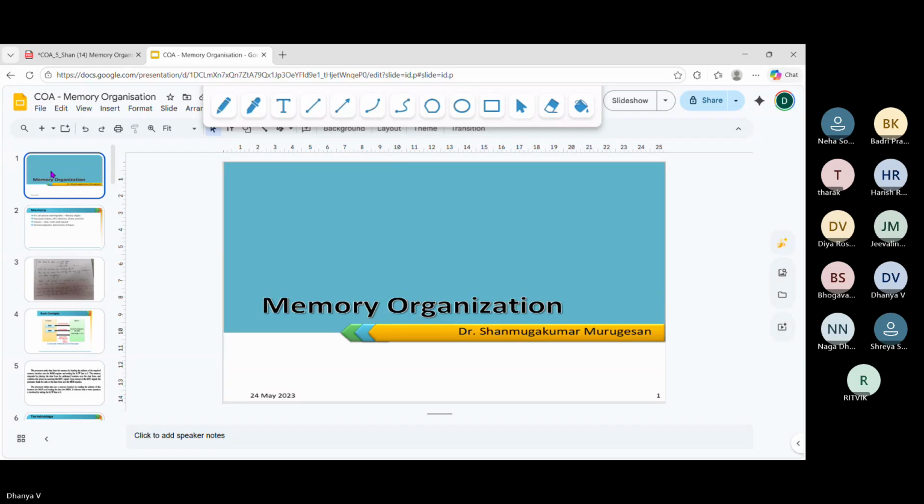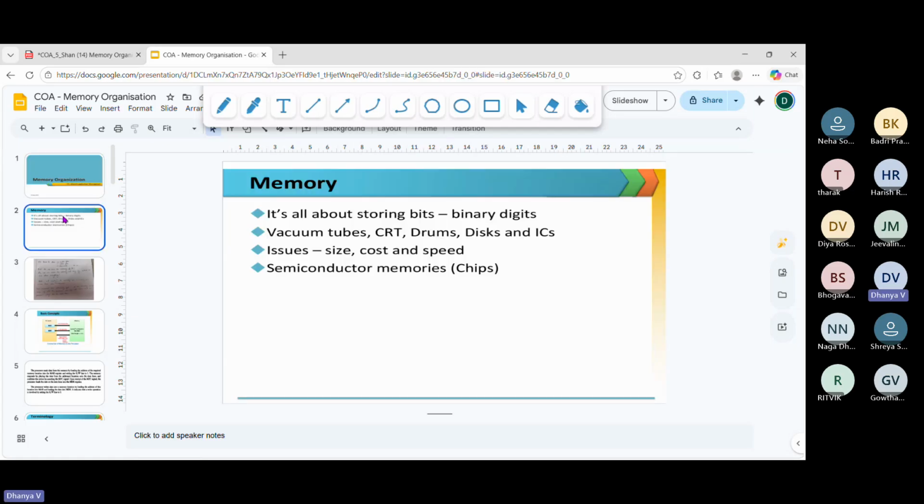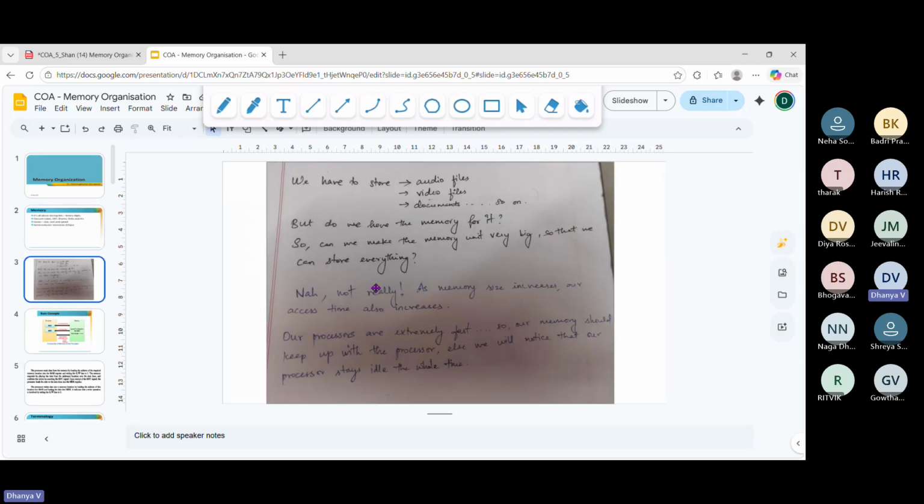First of all, we all started with pipelining. We saw how anything and everything can be done more efficiently. When it comes to memory, it's all about storing bits, binary digits. At the end of the day, you're just storing bits in the form of zeros and ones. You're expected to store audio files, video files, documents, every single thing. But do we have memory for it?